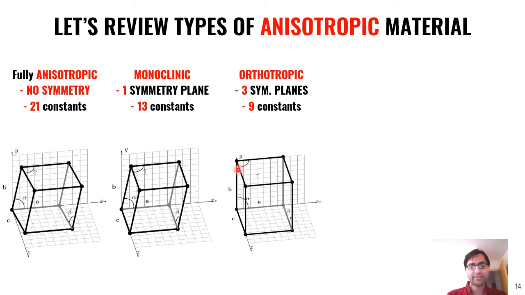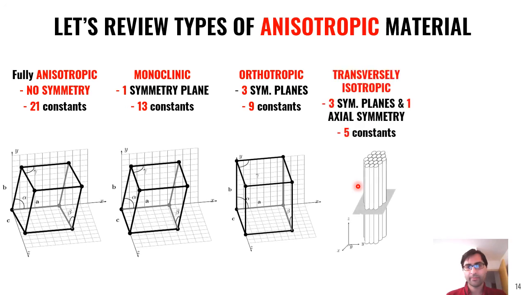These are stress or stiffness cubes. So another way of visualizing the concept. We have transversely isotropic material. We had 3 symmetry planes plus 1 axial symmetry. This is again our muscle fiber bundle. It gives us 5 constants.